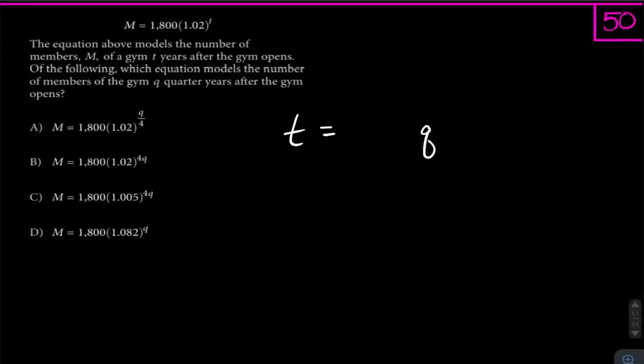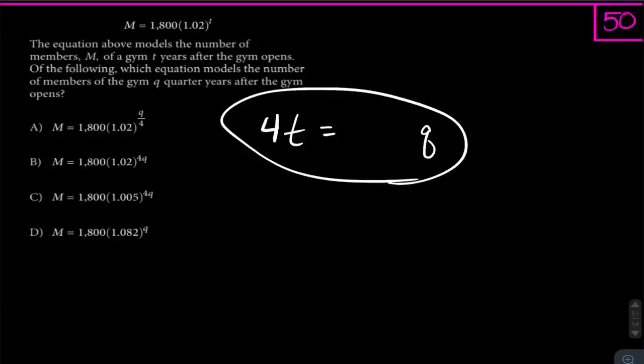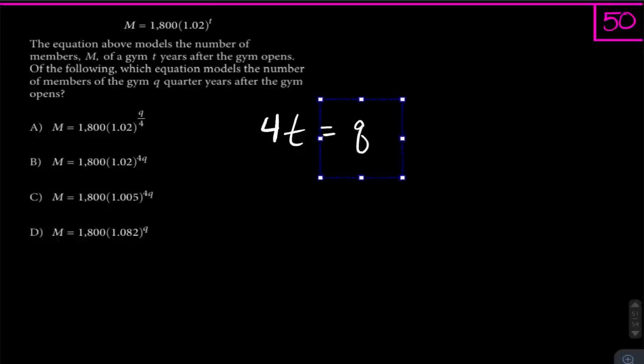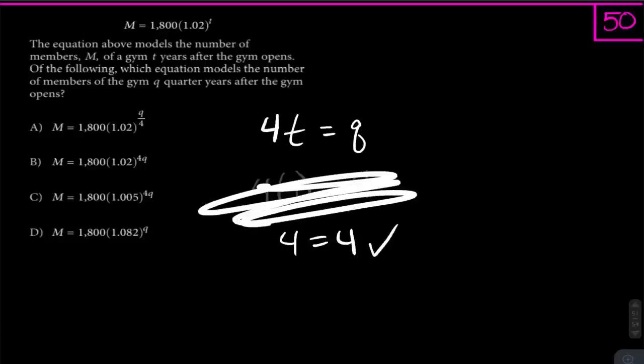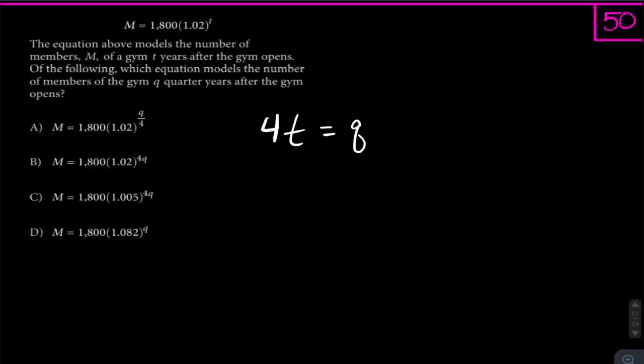And so if we have 4 quarters, we should be getting 1 year. And so we actually have to multiply our years by 4 for these two things to be the same, right? How do I know that? Well, again, just plug in 1 year. 1 year is equal to 4 quarters, that's t is in years. And then you get 4 is equal to 4, right? So that makes this equation true. Okay, so that's why we have to multiply our years by 4 and not our quarters by 4.